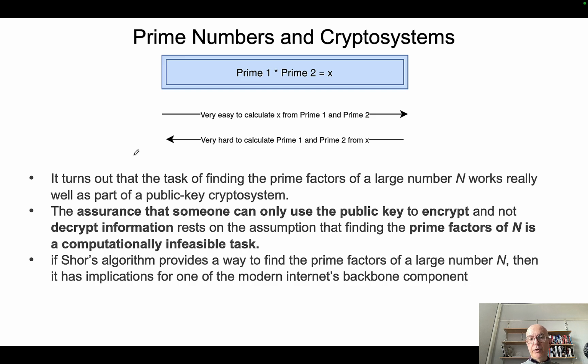In fact, the assurance that someone can only use the public key to encrypt and not decrypt information rests on the assumption that finding the prime factors of n is a computationally infeasible task. So this can work only given an infinite amount of time. However, if Shor's algorithm provides a way to find prime factors of a large number n, then it has a very strong implication for one of the modern internet backbone components, that is RSA.